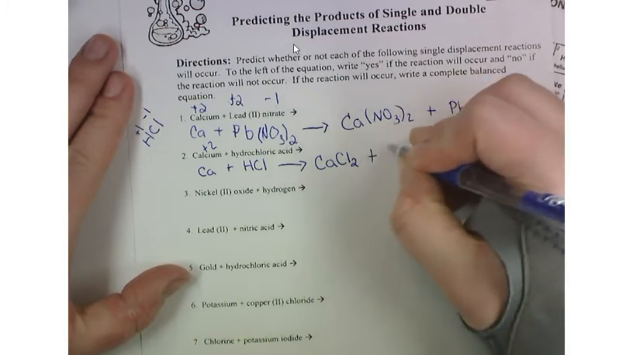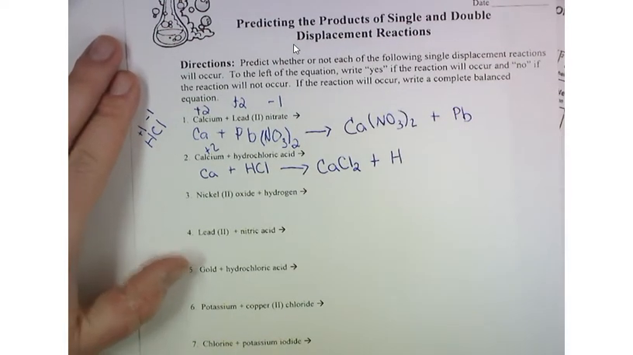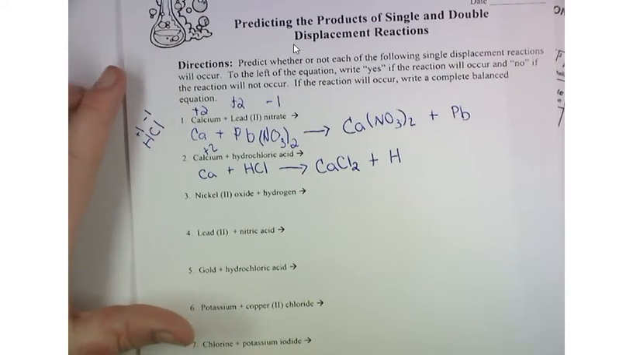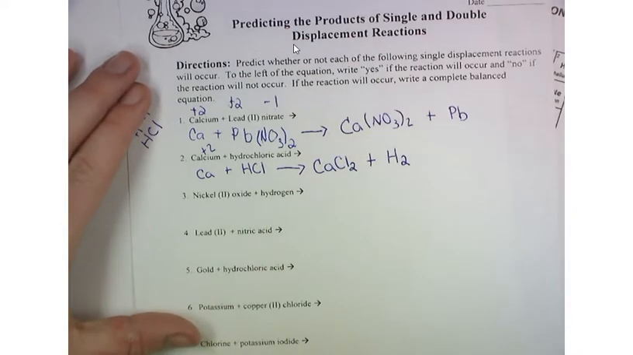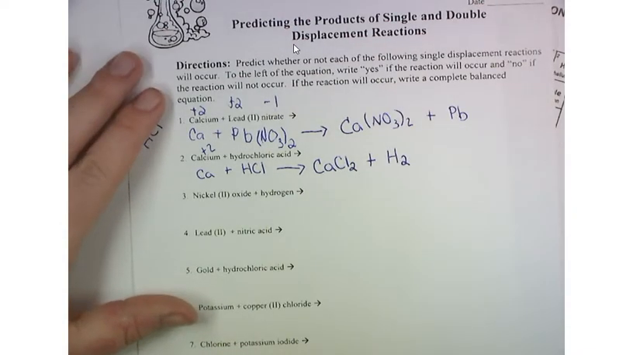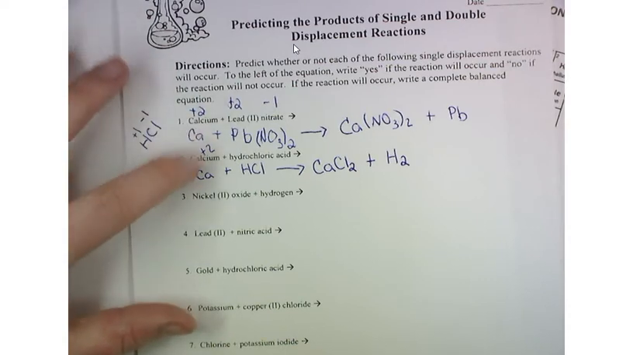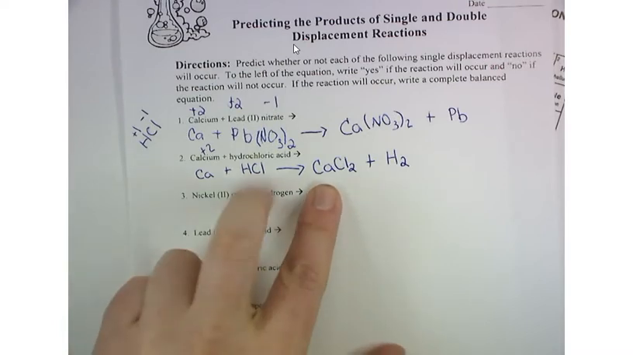And hydrogen is now going to be on its own. But remember, hydrogen is one of ours that will not be alone. It does need to be in a pair if it's freestanding. So we'll go ahead and add that subscript to that. So now we've got our products, we've got our reactants. Now we need to balance it. So I've got 1 calcium on this side, 1 calcium on that side.